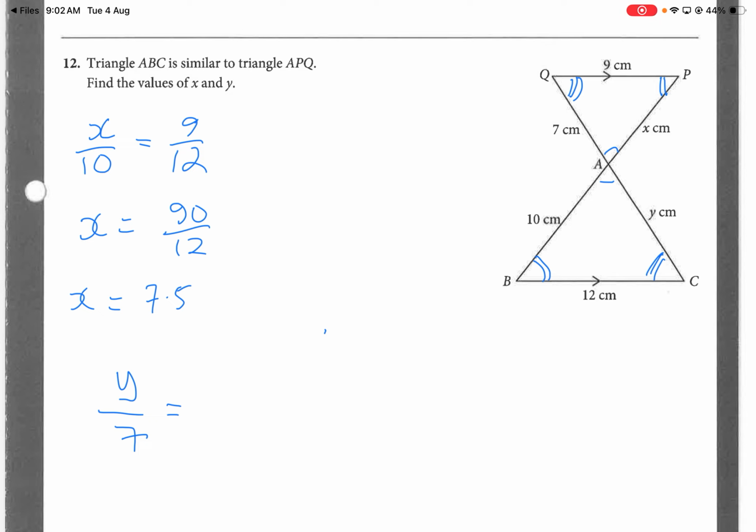And what is the scale factor? Same, we have the corresponding sides, 12 and 9. This time I put 9 over 12 or 12 over 9? 12 over 9, big one over small one. So I also take big one over small one. So this time I put 12 over 9.